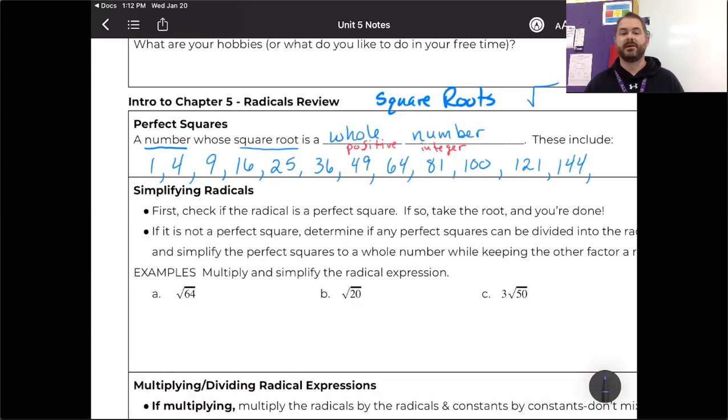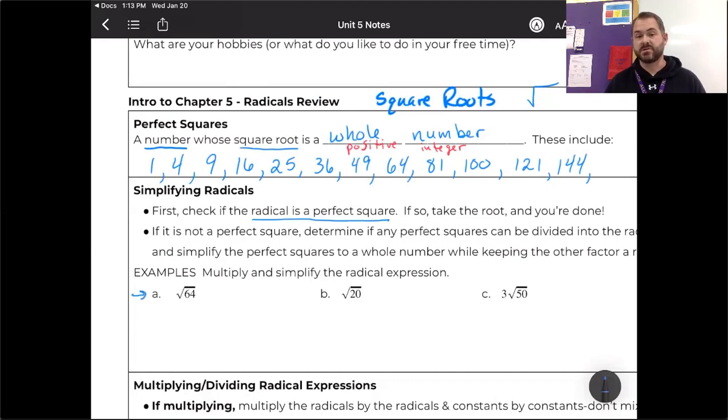So when we simplify radicals, if I ask you to write something in simplest radical form, I'm asking you to break the number under that square root down into its smallest possible number that is not a perfect square. I want to factor out any perfect square factor of that number. So first thing you want to do is check the radical, check the square root to see if it already is a perfect square, to see if that number underneath the square root is a perfect square. If it is, take the square root of that and then you're done.